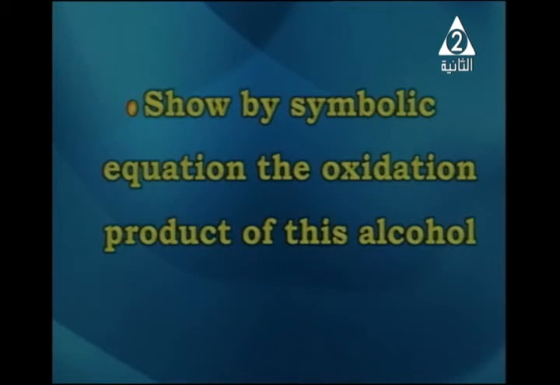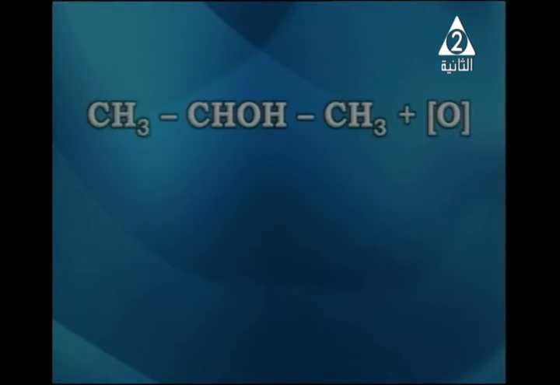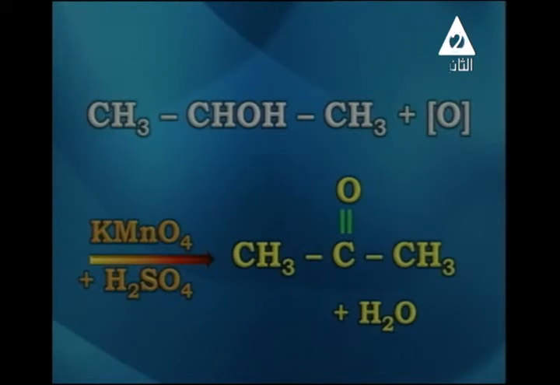Show by symbolic equations the oxidation of the product of this alcohol. Here, as it is a secondary alcohol, the oxidation by atomic oxygen released from potassium permanganate acidified by sulfuric acid gives acetone, CH3COCH3, releasing water.